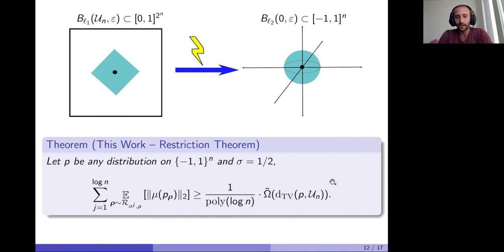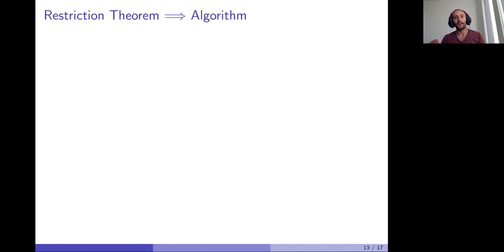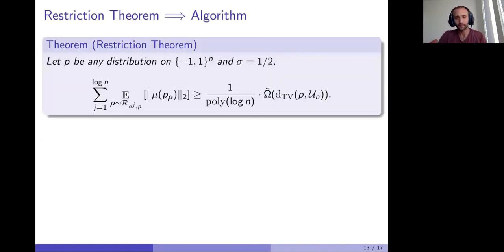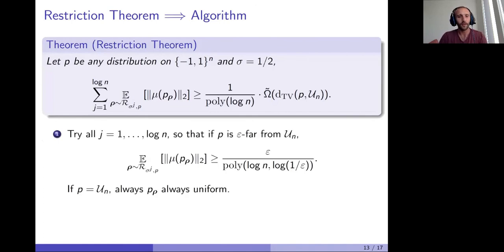Okay? And I claim that with this theorem, there's a very straightforward algorithm. So just to repeat the theorem here. And the algorithm for testing uniformity of general distributions with subcube conditioning works as follows. Well, we'll simply try all values of j, so that if indeed p was epsilon far from the uniform distribution, then we're going to find some parameter j where the expected Euclidean norm is at least epsilon over some polylog factors.